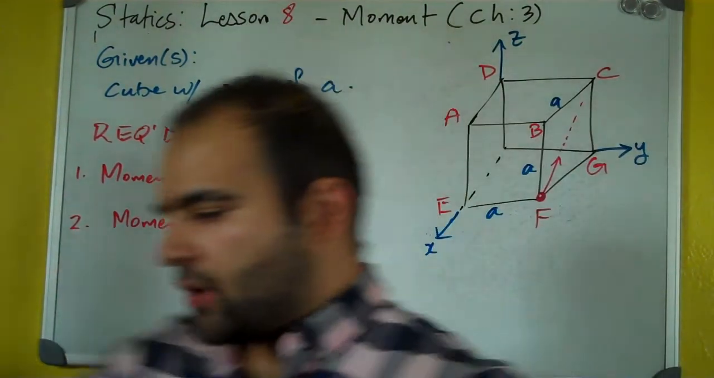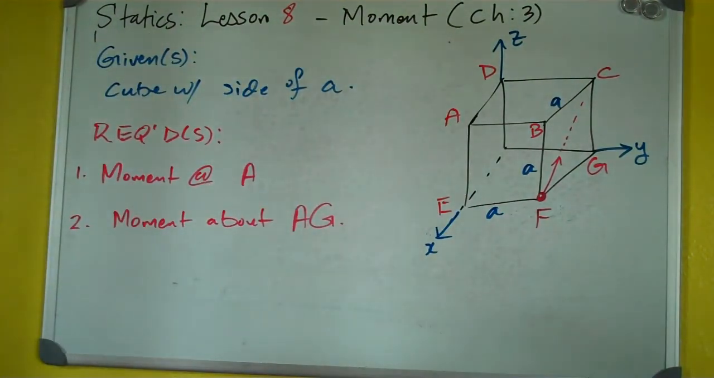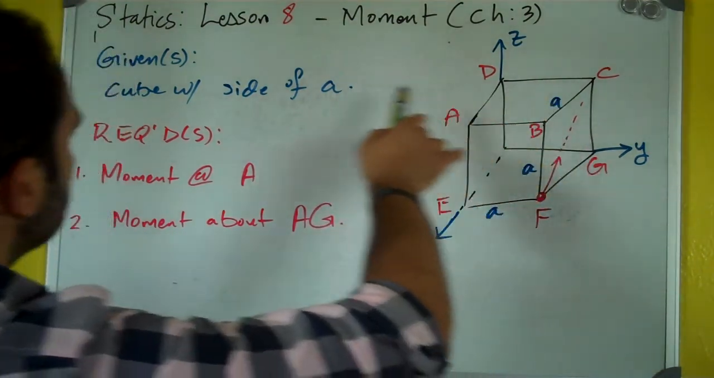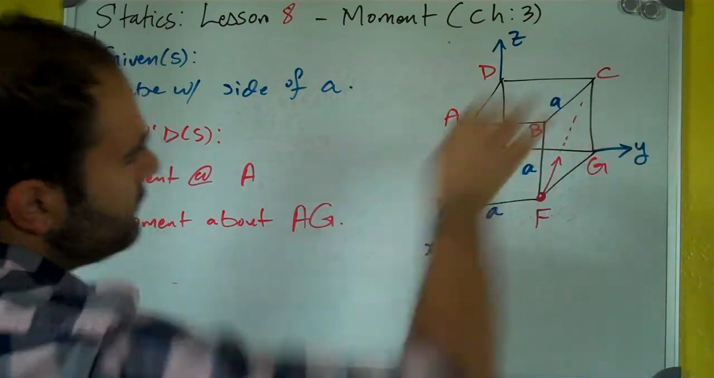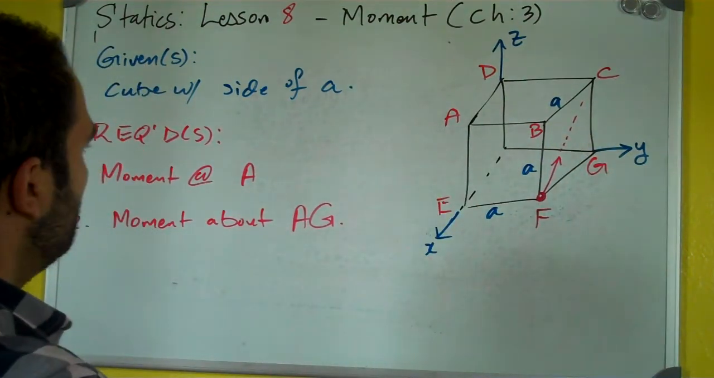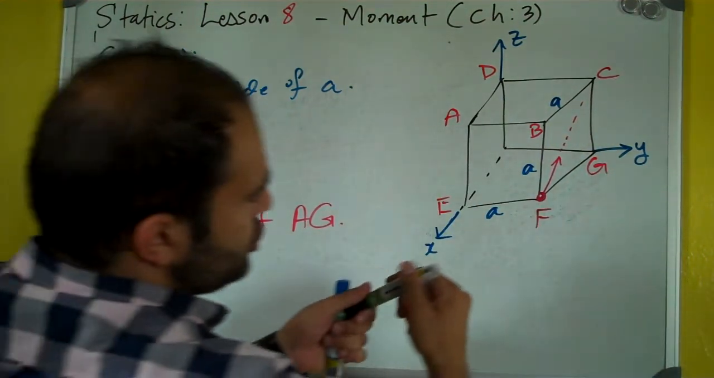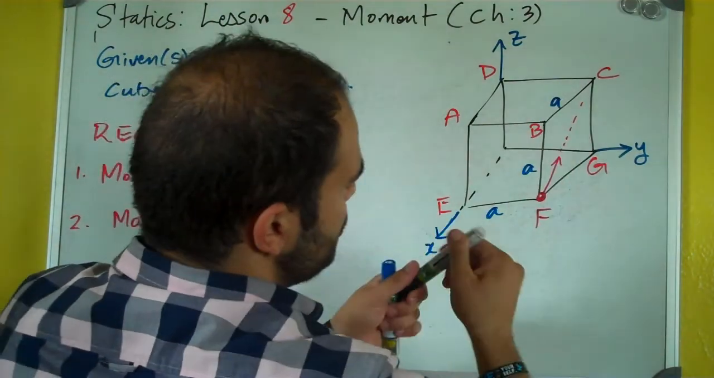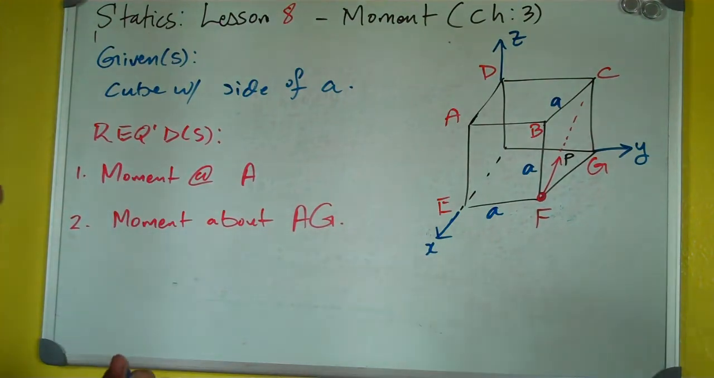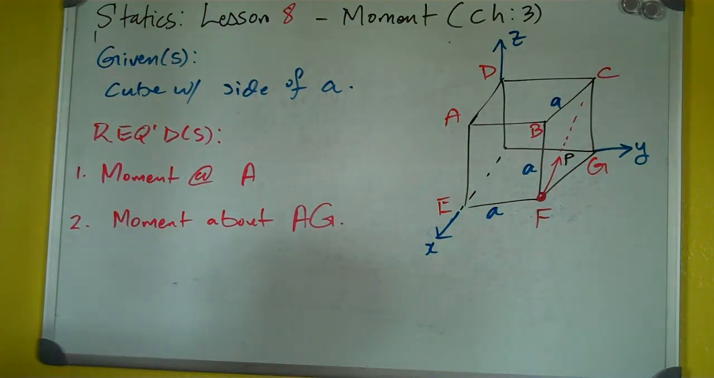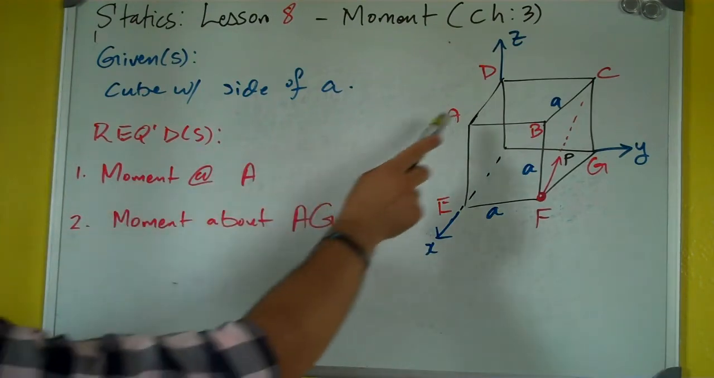Okay, here we go again. So we've got a cube with side A, or each side of that cube is A. We're having a force going from F to C. Let me just indicate this is P. And you are being asked to find the moment at A.